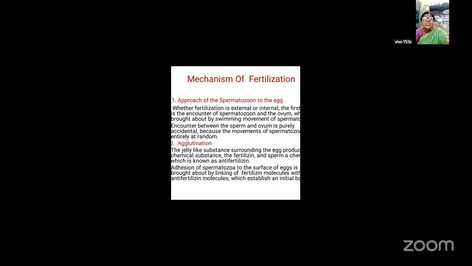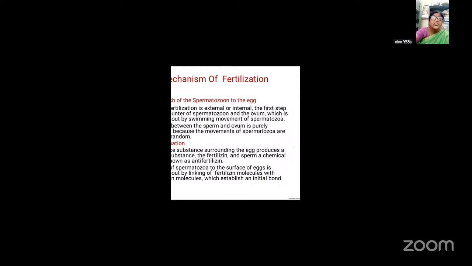So how does the attachment of the spermatozoa to the surface of the egg occur? It is brought about by the linking of the fertilizin molecules with the antifertilizin molecules. When the fertilizin molecules and the antifertilizin molecules get linked, it will establish an initial bond linkage. So that is how the fertilization will take place.